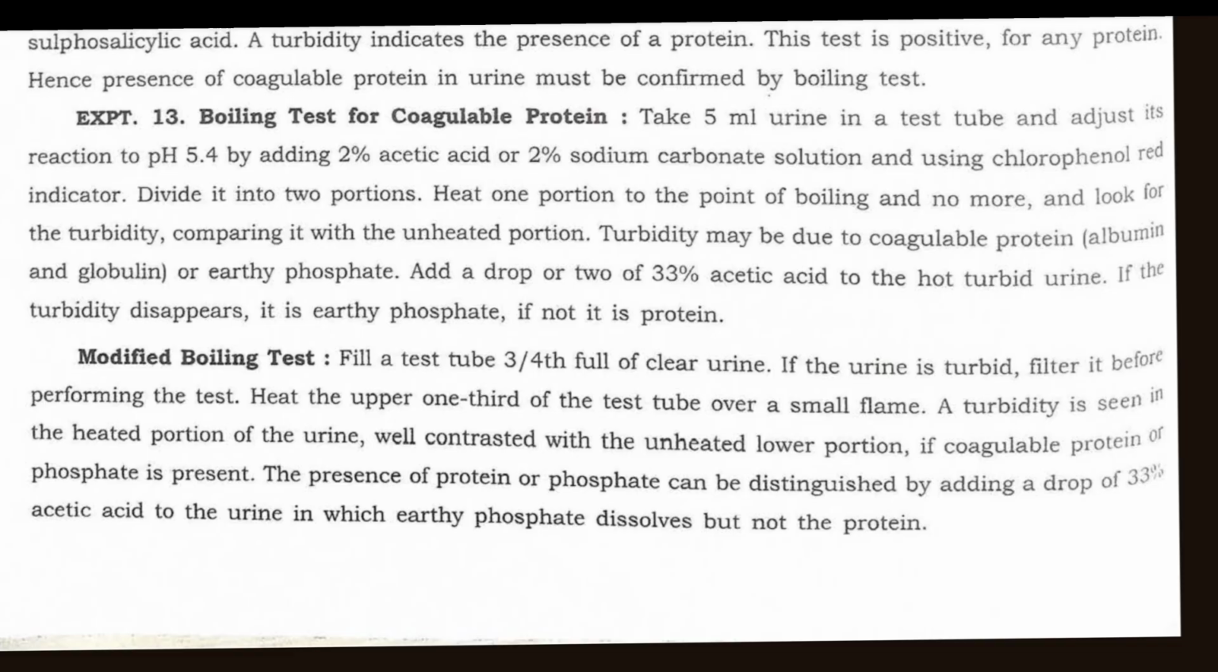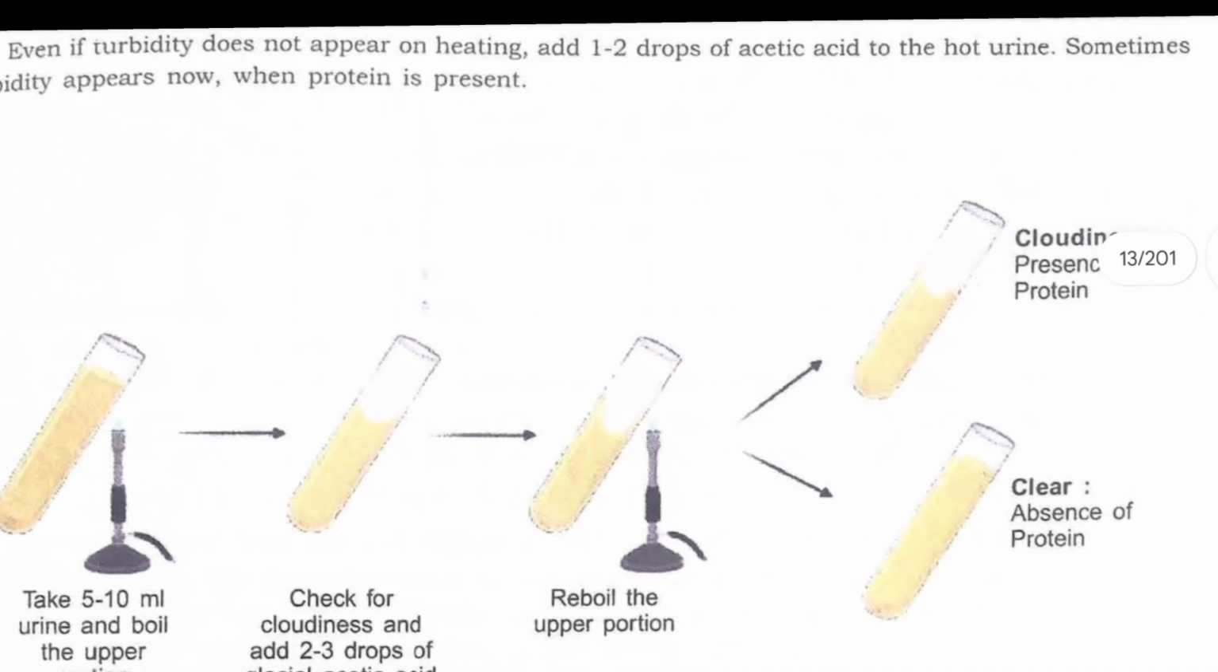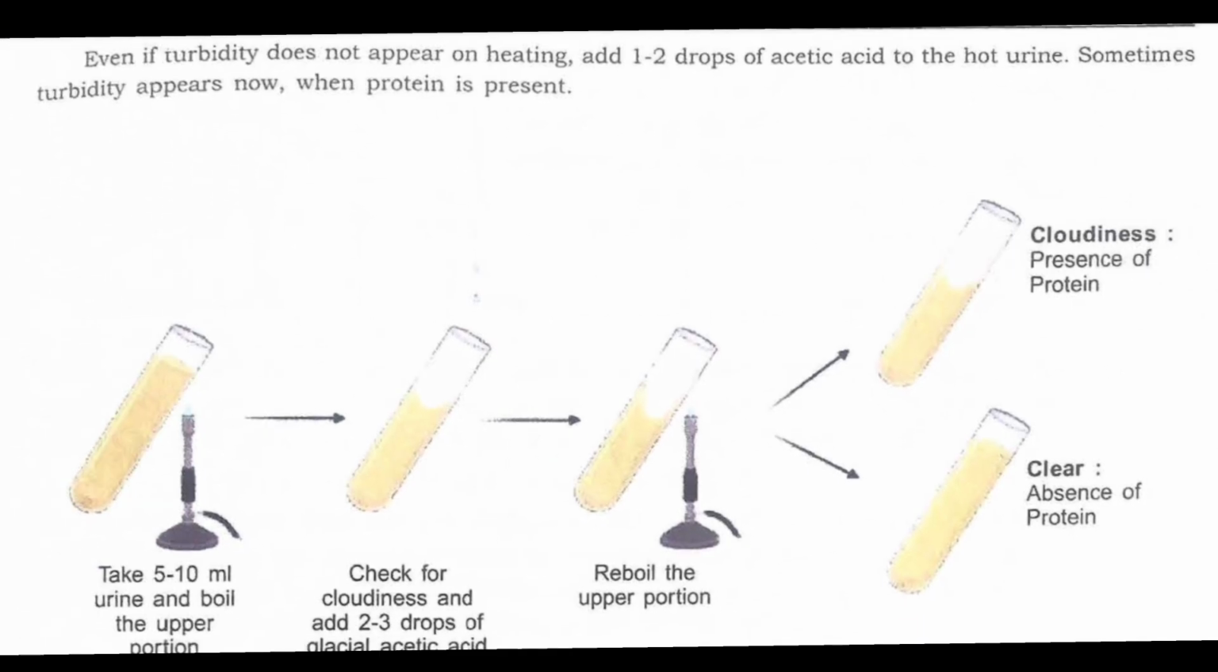If coagulable protein or phosphate is present, they can be distinguished by adding a drop of 33% acetic acid to the urine, in which earthy phosphate dissolves but not the protein. Even if turbidity does not appear on heating, add 1 to 2 drops of acetic acid to hot urine. Sometimes turbidity appears now when protein is present.